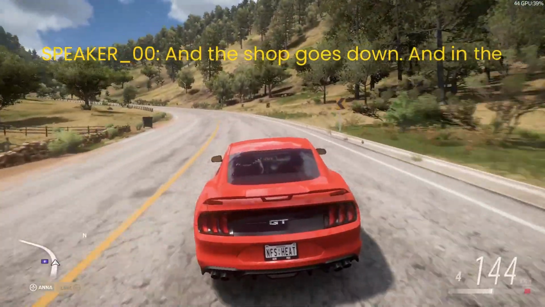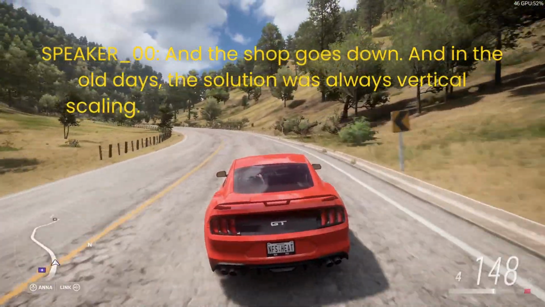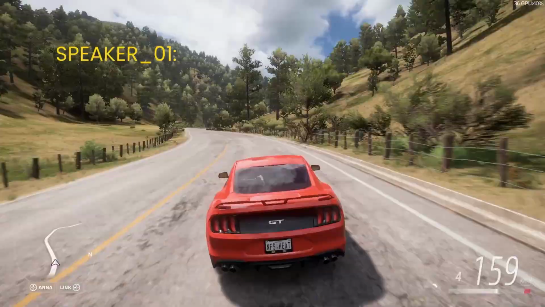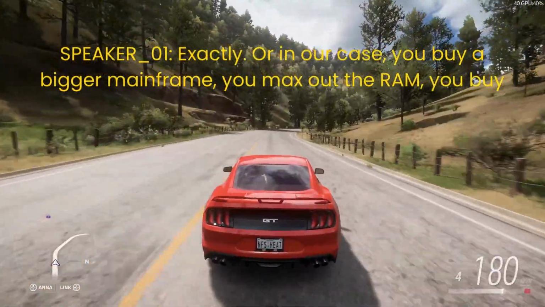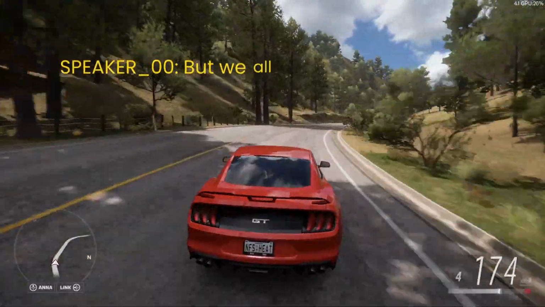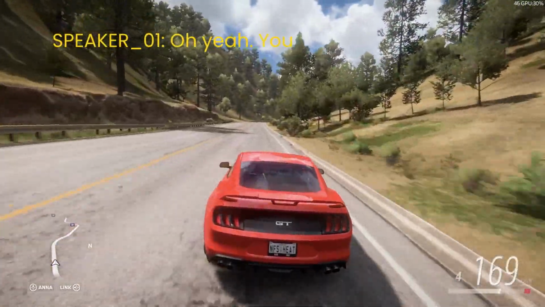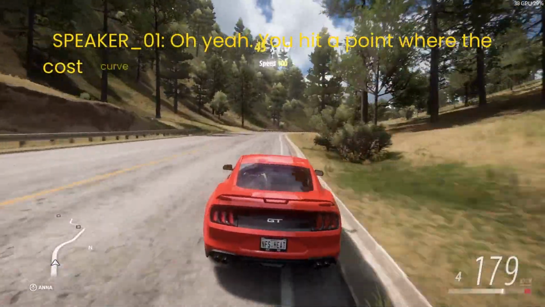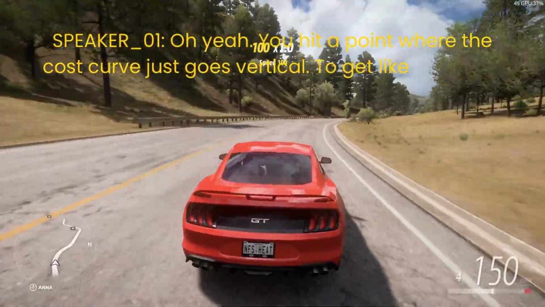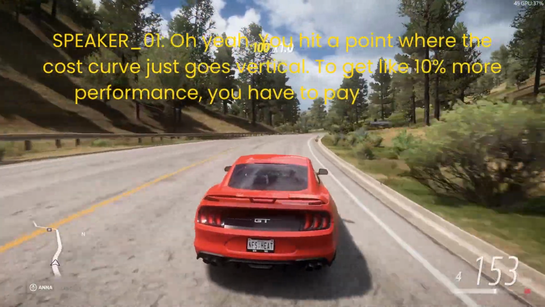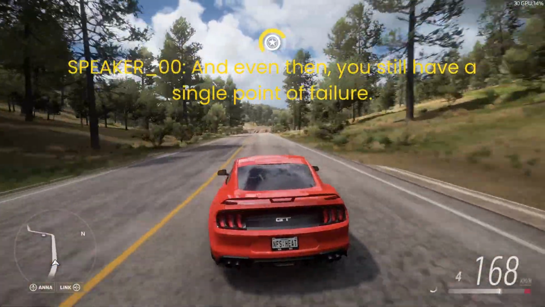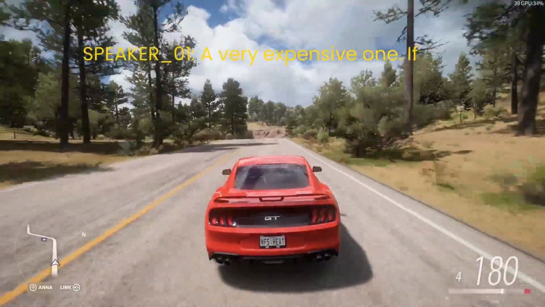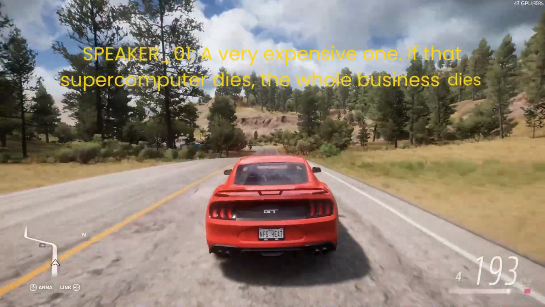And in the old days, the solution was always vertical scaling. You just hire a faster barista? Exactly. Or in our case, you buy a bigger mainframe, you max out the RAM, you buy the fastest CPU on the market. But we all know where that road ends. You hit a point where the cost curve just goes vertical. To get like 10% more performance, you have to pay 500% more money. And even then, you still have a single point of failure. A very expensive one. If that supercomputer dies, the whole business dies with it.